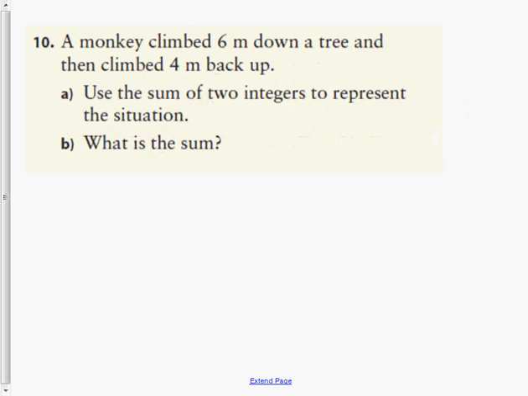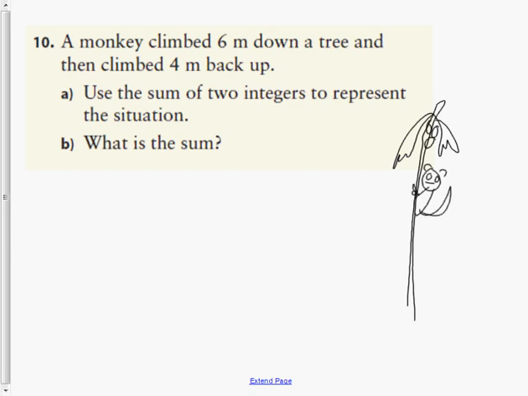Question 10. A monkey climbed 6 meters down a tree and then climbed 4 meters back up. So here is our tree. It's a lovely palm tree. There's some coconuts in the tree. And the monkey, which looks like this guy right here, I think. I think it's more of a koala, but we'll just pretend I can draw. It does look like it, yes. So we go 6 meters down, which will be expressed by -6, and then 4 meters back up, +4.